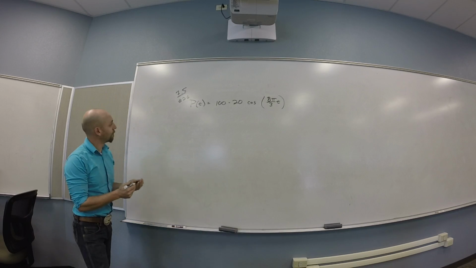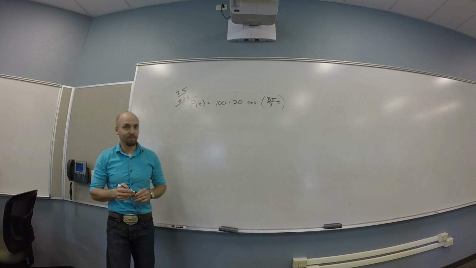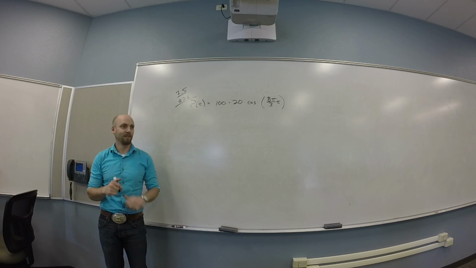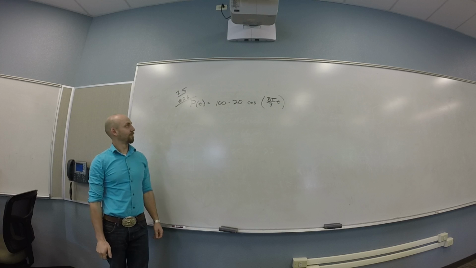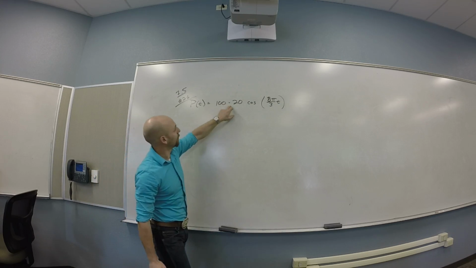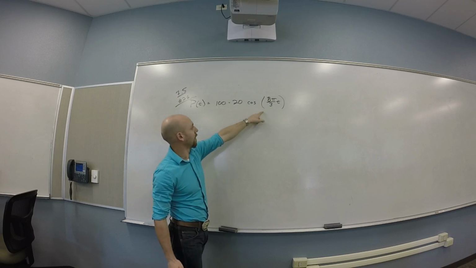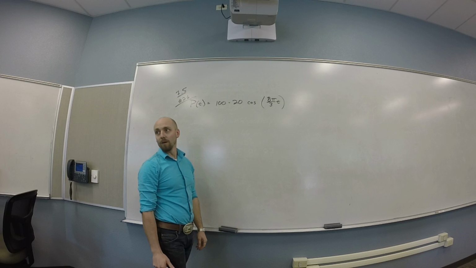Okay, so I'm supposed to have some function p of t that gives somebody's blood pressure in, I don't know, whatever units blood pressure is in. Millimeters of mercury. And it's 100 minus 20 cosine of 8 pi over 3 t. So what do you think here?